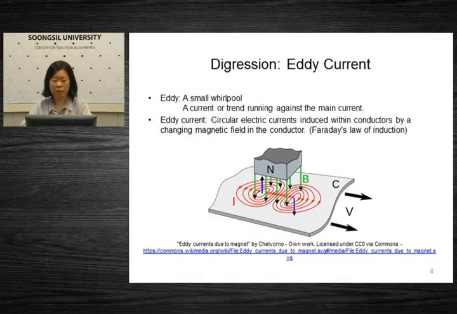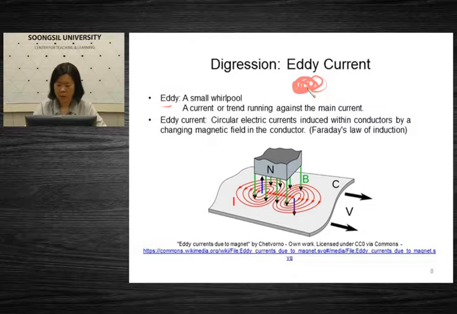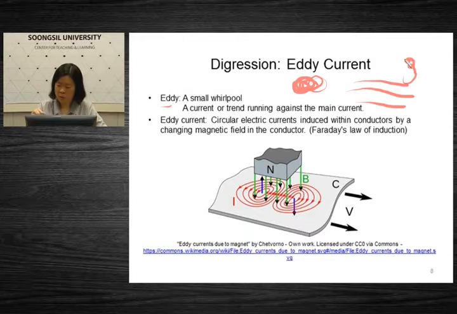Before we go into the next subject, let's talk about eddy currents. Eddy means a small whirlpool. When we flow a current, sometimes there are some small whirlpools nearby inside, against the main current, and that's called eddy currents.